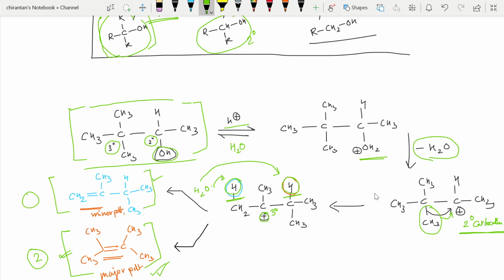And why is it so? Why is this alkene minor? Why is the second one the major product? Why the first alkene is less stable compared to the second alkene is described in my previous video, and of course I am going to describe it again in a single short video later on.